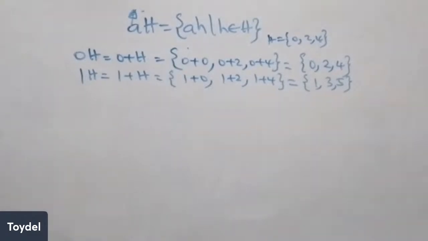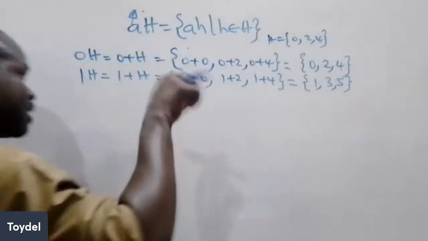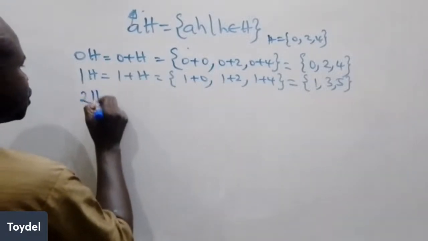Please look at it very well. If you have any question, just write in the comment section. The a's are the elements of Z6, and they start from 0 to 5. So I'm picking the elements one after the other. But we are doing the left coset now. At your own leisure time, you can do the right coset. So I'm picking the elements of Z6. Then 2H.